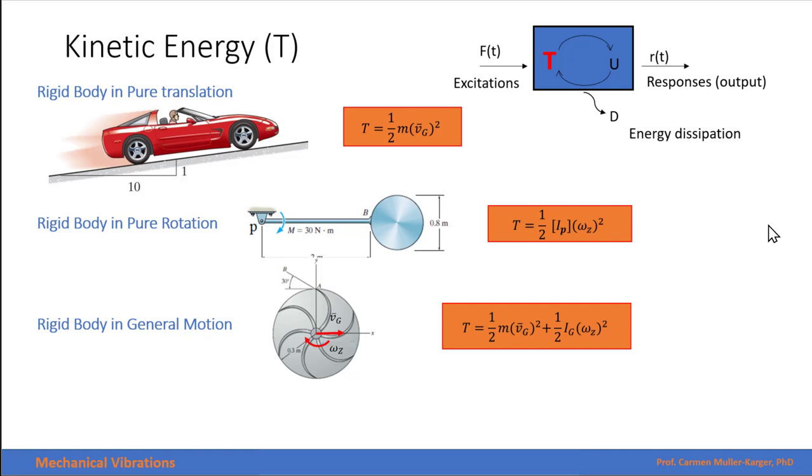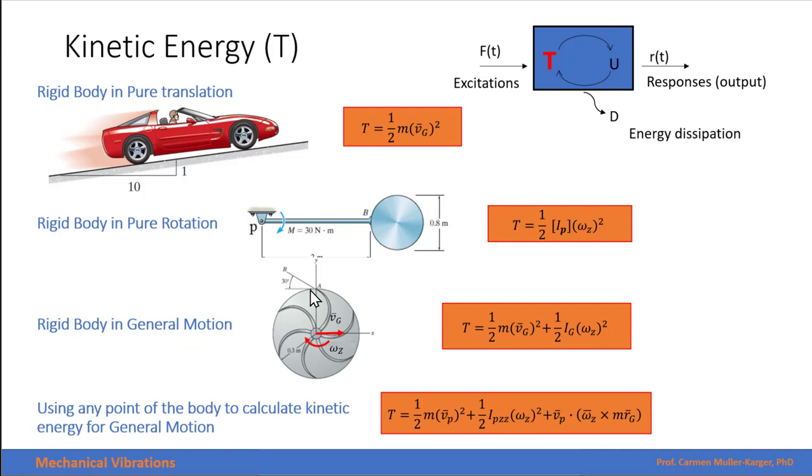We can have systems that are in general motion, and those are the ones that are translating and rotating at the same time. In this case, we need those two components. We need the component of the linear velocity, and if we calculate the linear velocity of the center of mass, we have that the kinetic energy will be 1/2 mass linear velocity of the center of mass squared plus 1/2 mass moment of inertia with respect to the center of mass times angular velocity squared.